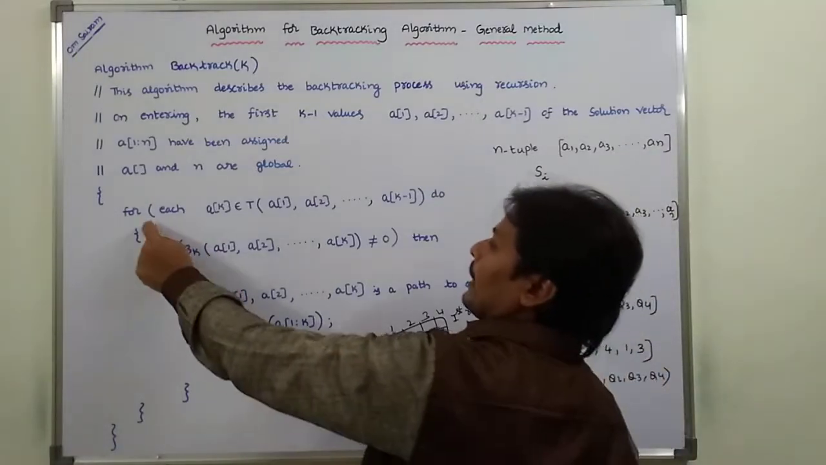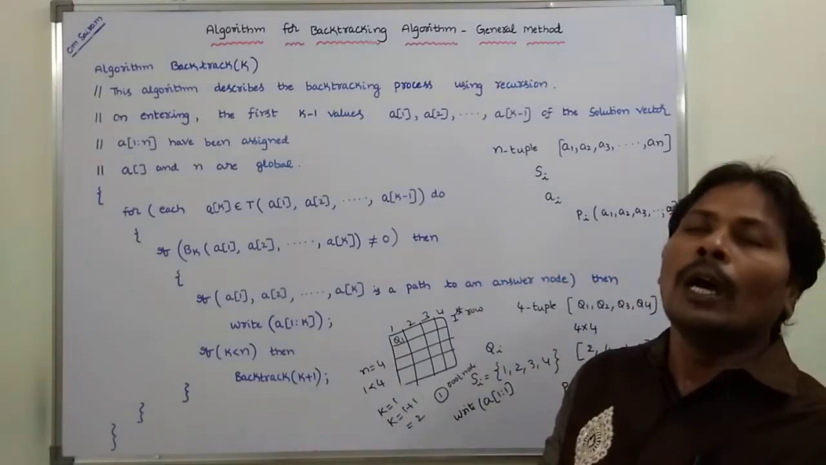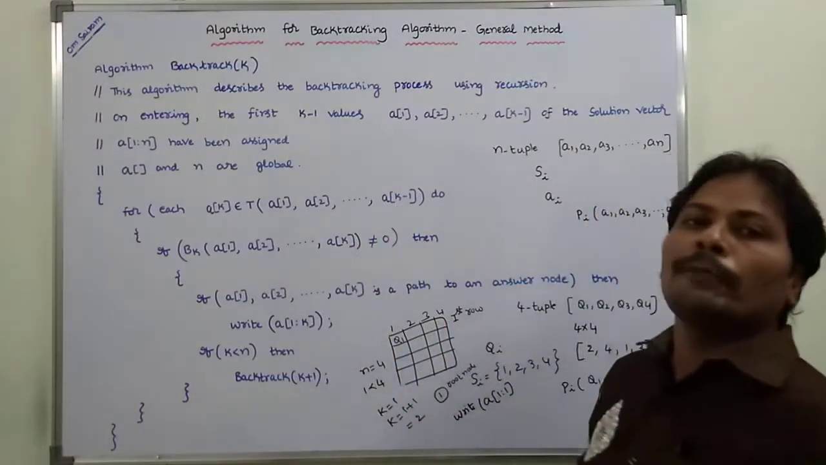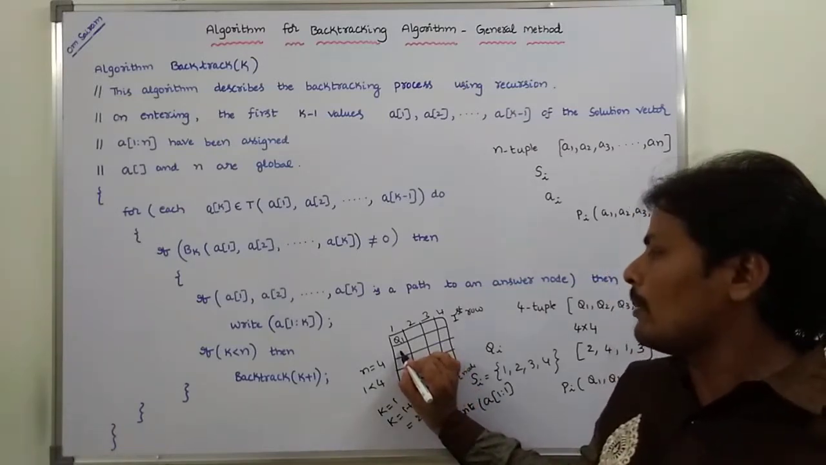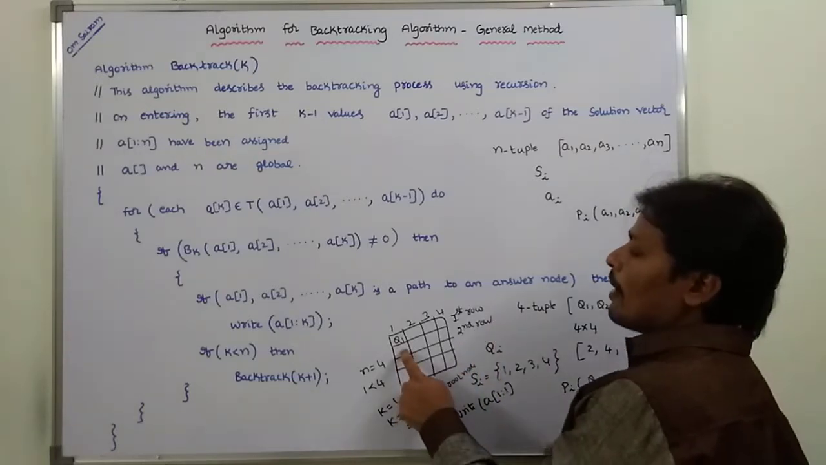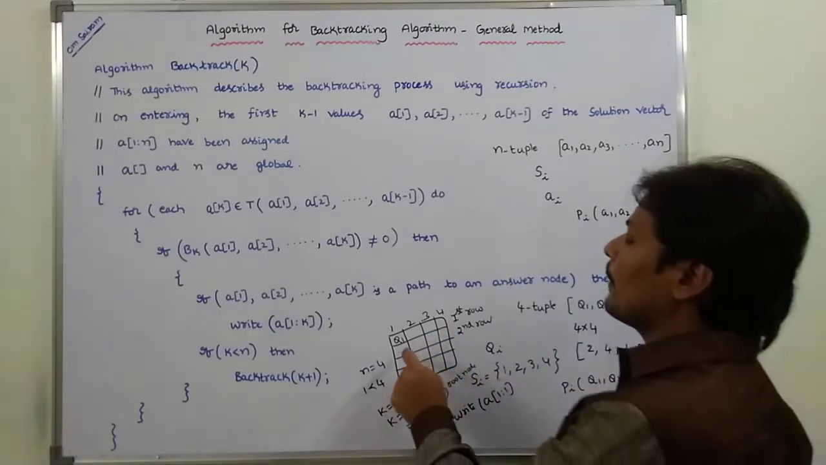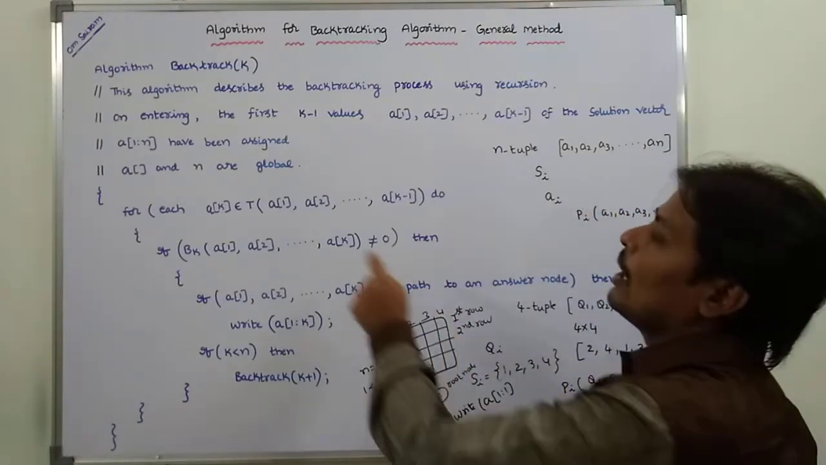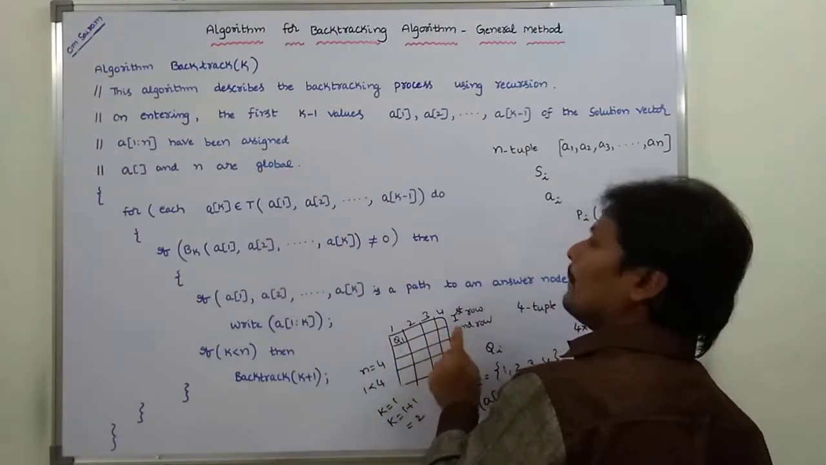Next, for each a of k, now the k value is 2, that is a of 2. We have to place the second queen. What are the possible values for placing queen 2? Queen 2 can be placed on the second row. Queen 2 can be placed on either the first column, second column, third column, or fourth column. These are the possible values for placing queen 2.